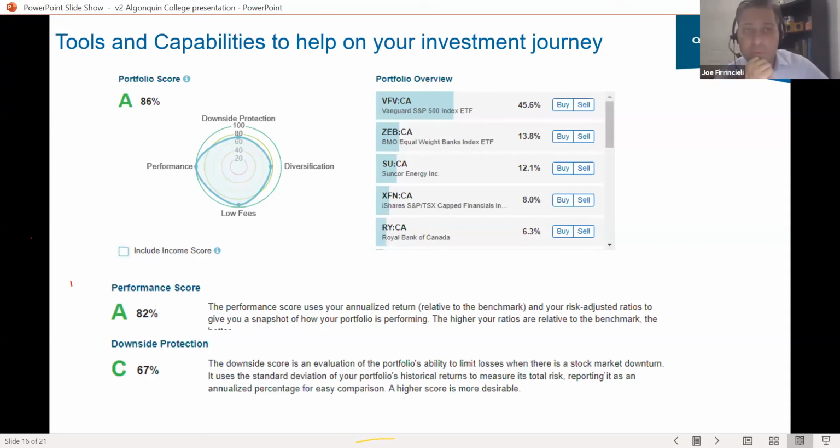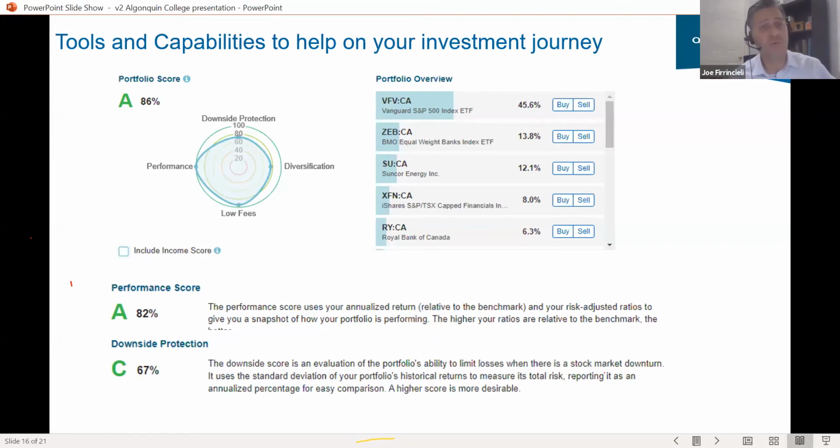You can run them through this calculator or this portfolio score, and what it will do is look at 4 different dimensions. It'll look at downside protection, diversification, lower fees, and performance. So this entire process is actually done through a risk questionnaire that you fill out, and it'll identify your risk. It'll try and diversify for you, and it'll provide the fee options as well as the price, and be able to view what this portfolio looks like.